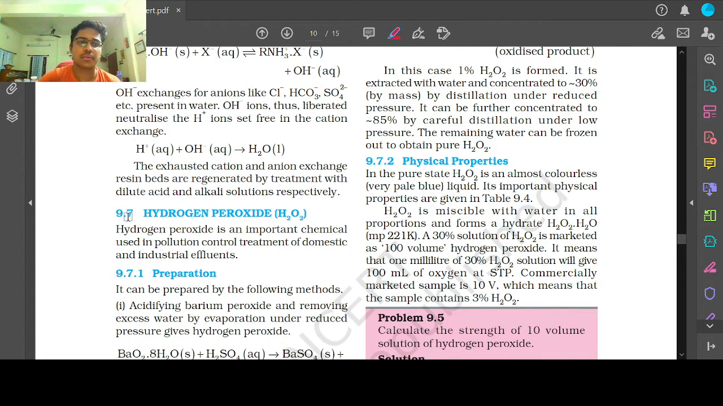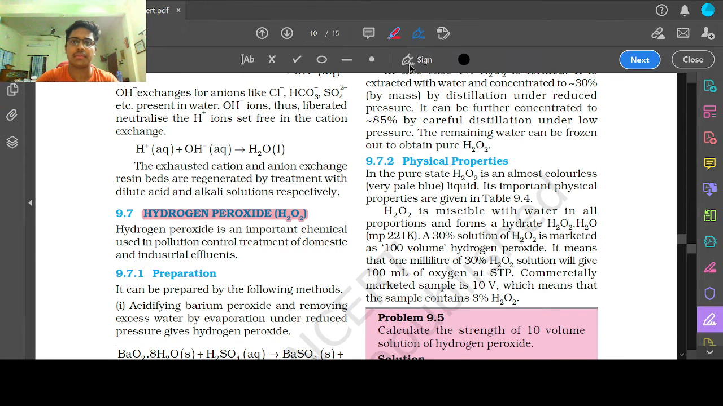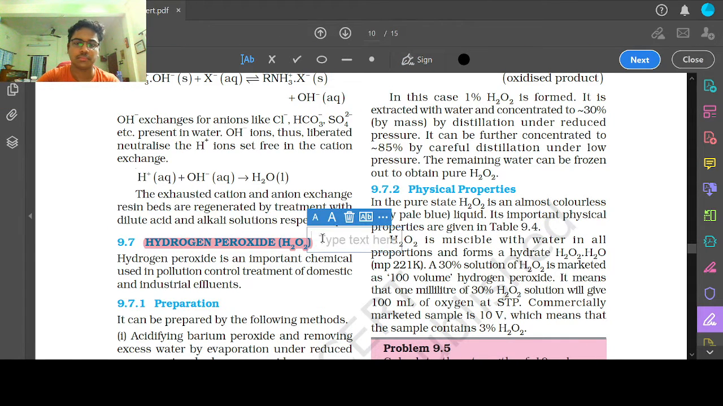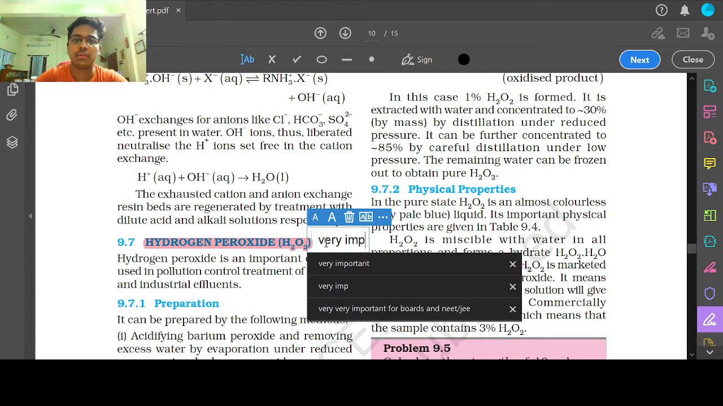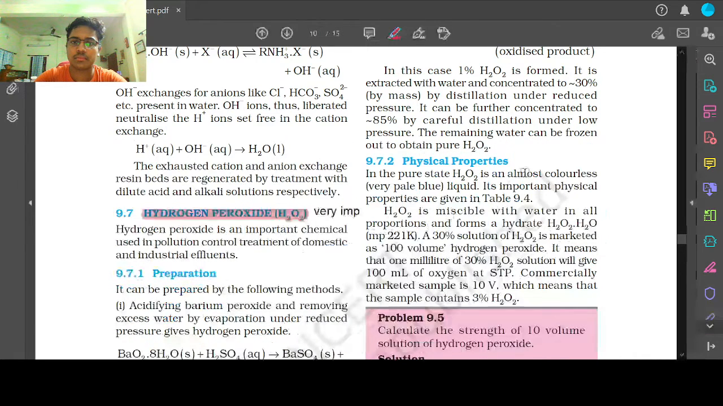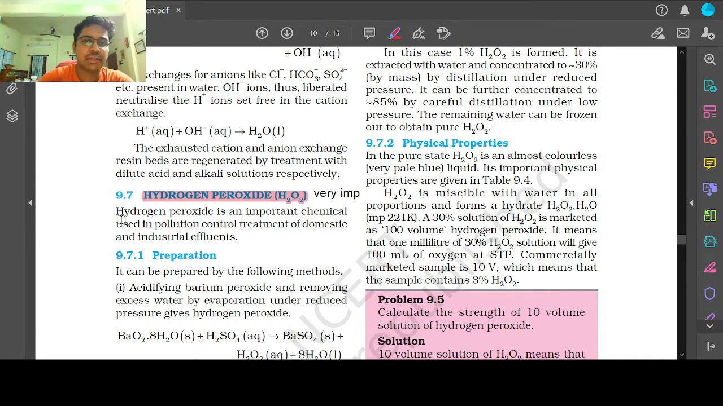Okay, so now comes the most important part, that is hydrogen peroxide. This is important and many questions come from here. Very important. Hydrogen peroxide is an important chemical used in pollution control, treatment of domestic and industrial effluents.